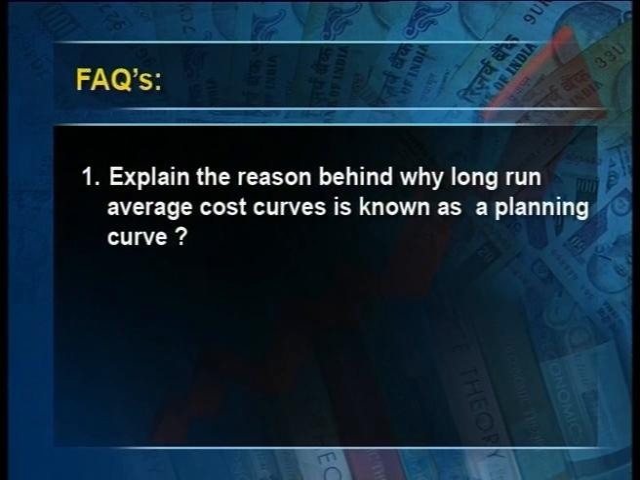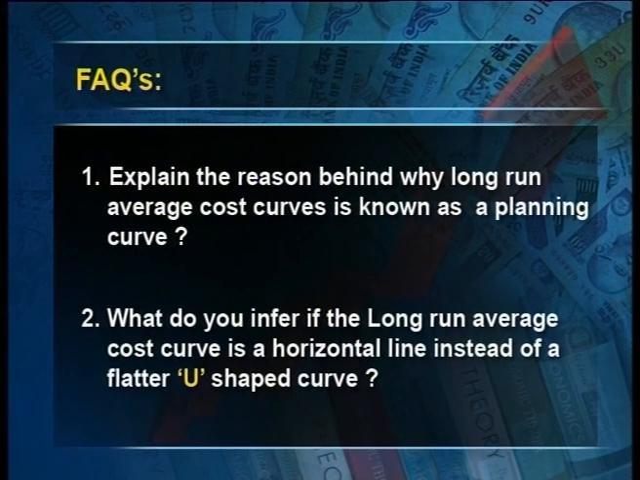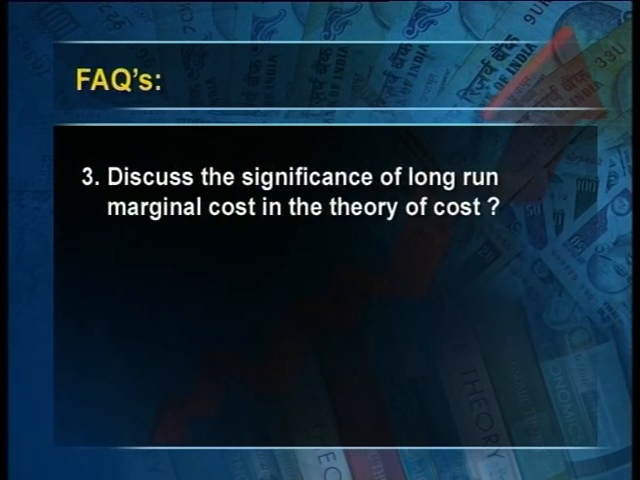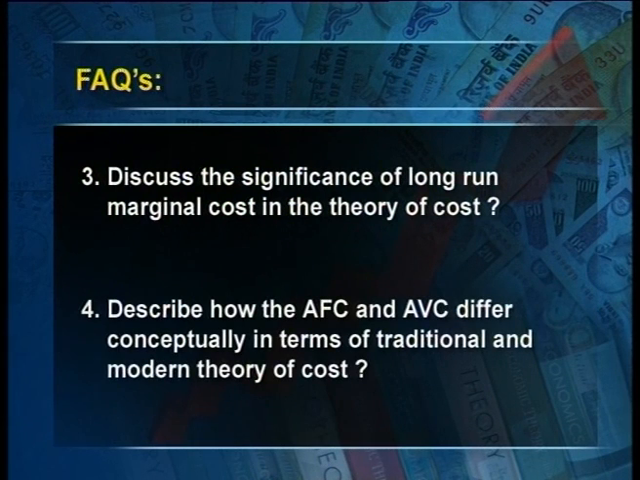Answer the following questions. Explain the reason behind why the long run average cost curve is known as a planning curve. What do you infer if the long run average cost curve is a horizontal line instead of a flatter U-shaped curve? Discuss the significance of long run marginal cost in the theory of cost. Describe how AFC and AVC differ conceptually in terms of traditional and modern theory of cost.